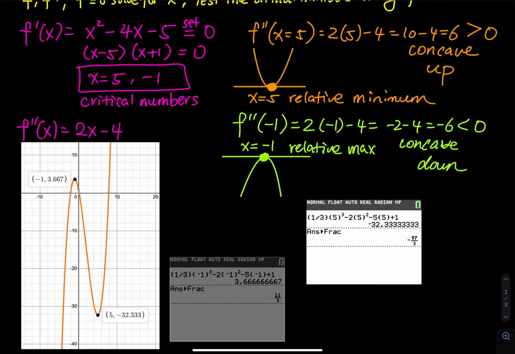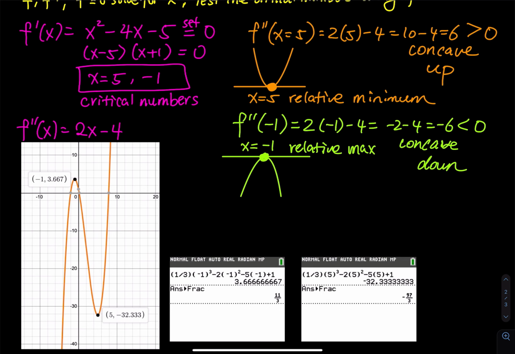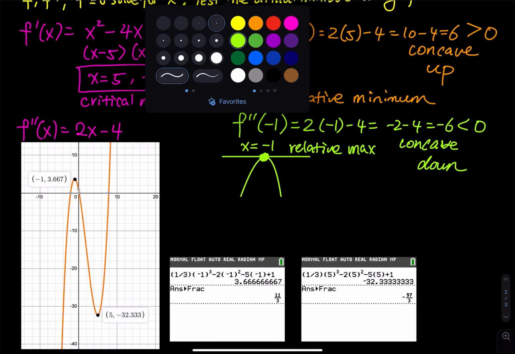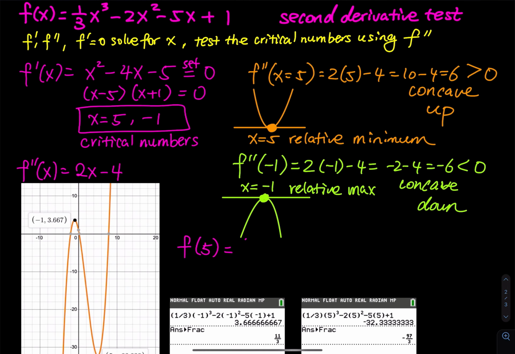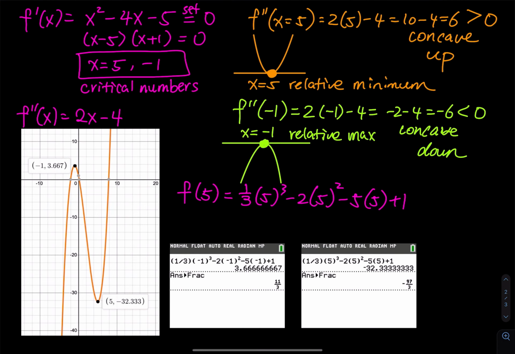So let's push this screenshot down, and the very last step is to plug in. What happened for function f when x is equal to negative 1? Let's do 5 first. When x is equal to 5, you have one third times 5 to the third power minus 2 times 5 to the second power minus 5 times 5 plus 1. If you do this using your calculator, you get negative 32.33, right?